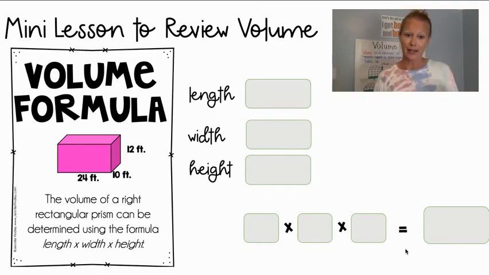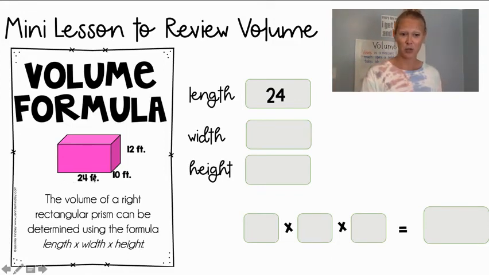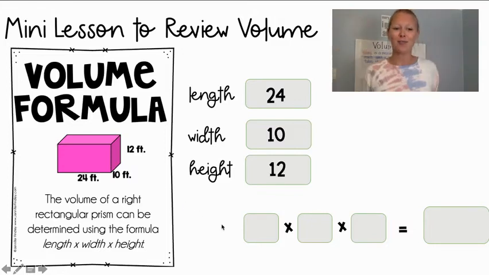What is the length? What is the width? What is the height of this rectangular prism? Hopefully you plugged in 24 for the length because that's how long this is right here. The width is 10. Hopefully you found that right here is your 10. And last, how tall this rectangular prism is: 12. Hopefully you found this 12.